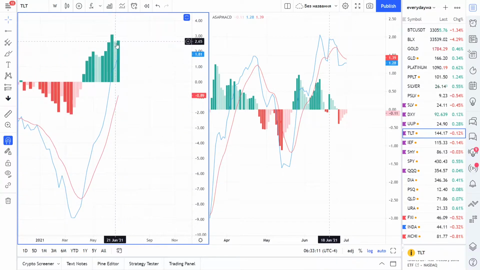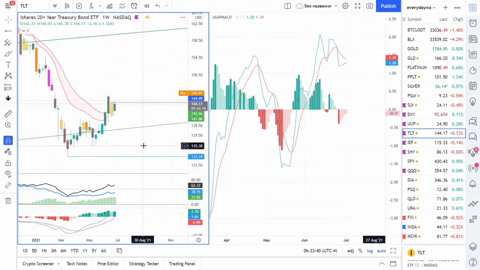If we manage to close this weekly candle in a bullish fashion, we will have a signal plateau forming on the TLT MACD weekly histogram here. If this histogram is bigger than the previous one, that's very bullish for the TLT.